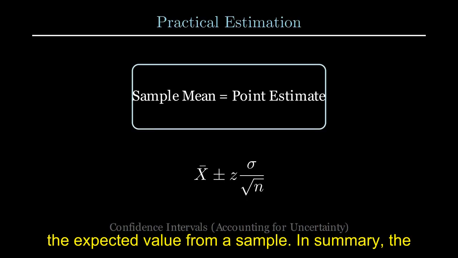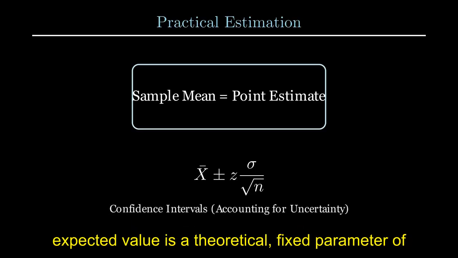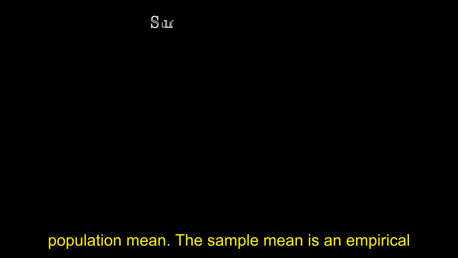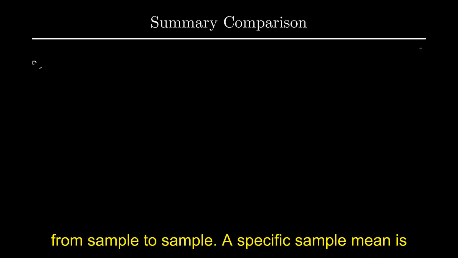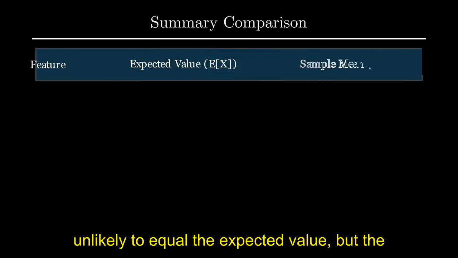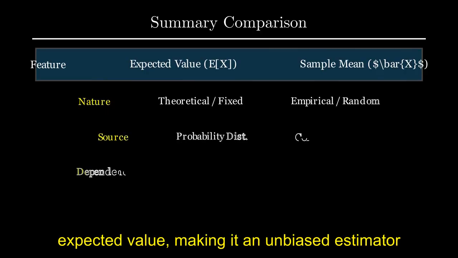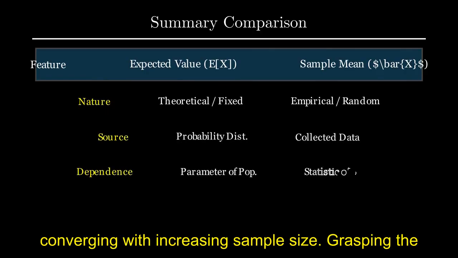In summary, the expected value is a theoretical, fixed parameter of a probability distribution, representing the true population mean. The sample mean is an empirical statistic, calculated from a finite sample, varying from sample to sample. A specific sample mean is unlikely to equal the expected value, but the expected value of the sample mean is the true expected value, making it an unbiased estimator converging with increasing sample size.